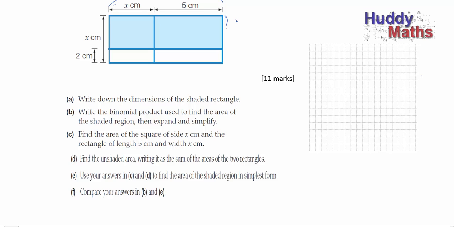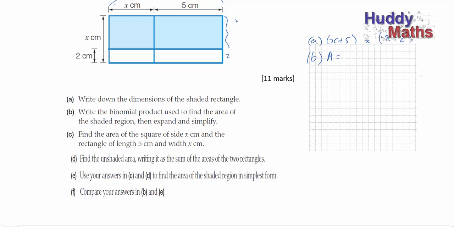And what's this distance here? It's x take 2. This is 2 and that's x. So the dimensions of the rectangle are x plus 5 long by, we usually put a cross there, x take 2 wide. Okay, part B, write the binomial product used to find the area of the shaded region, then expand and simplify.